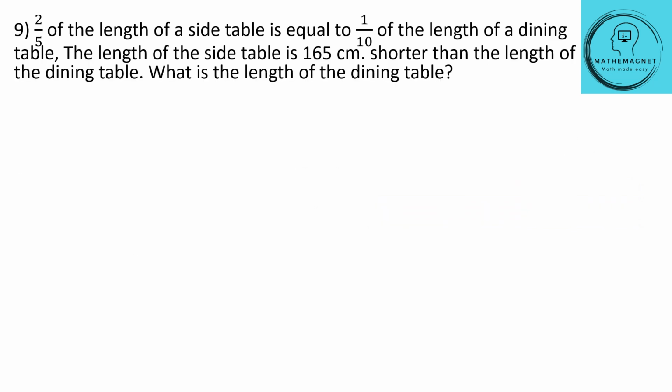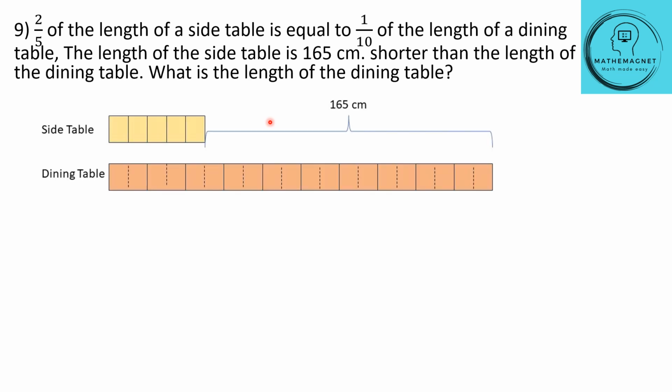Question number 9. 2 by 5 of the length of a side table is equal to 1 by 10 of the length of a dining table. The length of the side table is 165 centimeters shorter than the length of a dining table. What is the length of the dining table? Now let's begin by drawing the bar model.